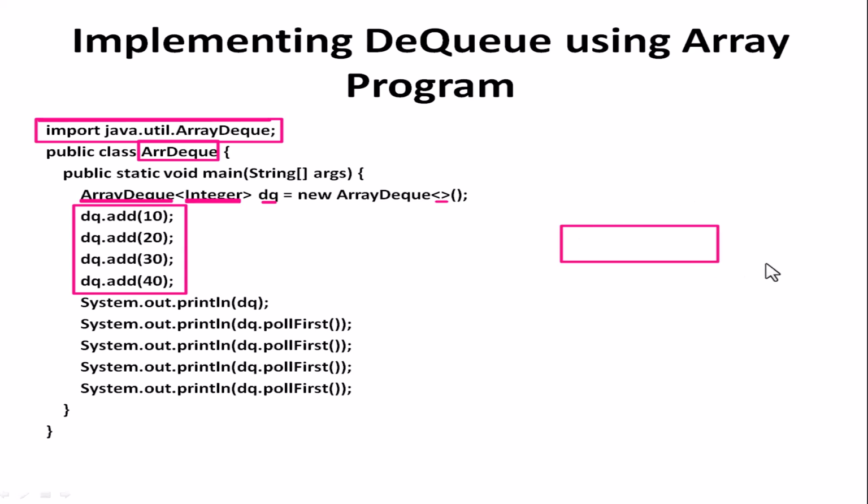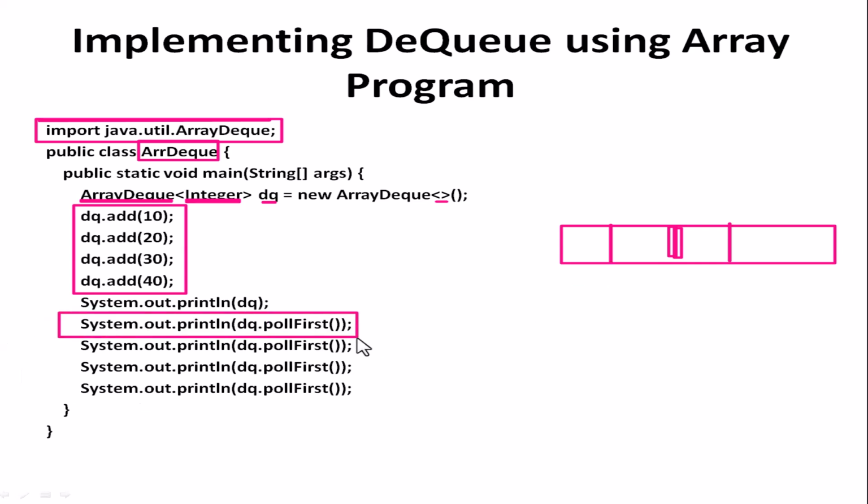So it means you can consider this as a queue. You are going to add 10, 20, 30 and 40. Now here you are going to get the element polled first. Which element is polled first? Which element is polled second? Which element is polled third? And which element is polled at last?